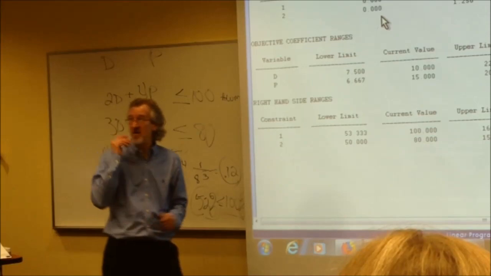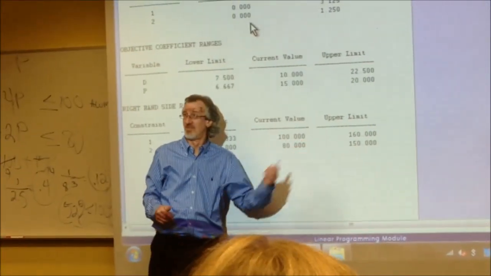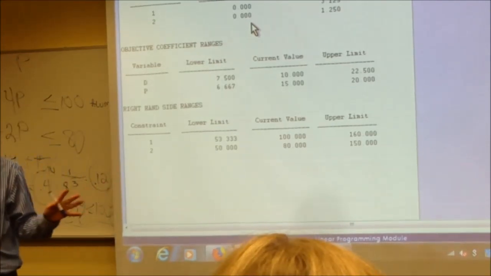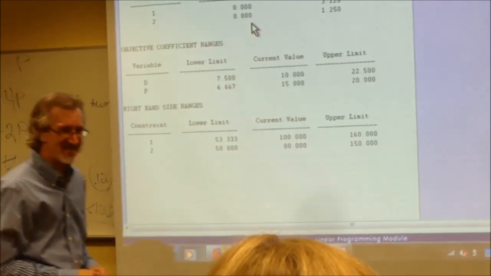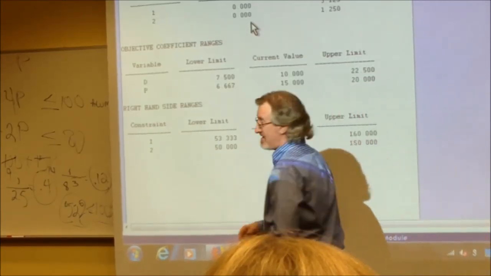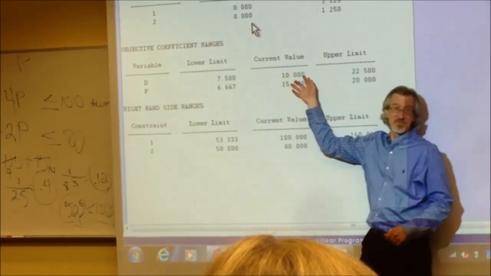You ready? We're going to do another one. This time we're using right-hand side. Optimality and feasibility, they're separate. What we just did was optimality.